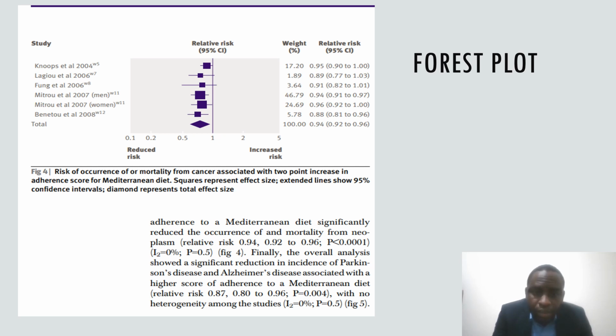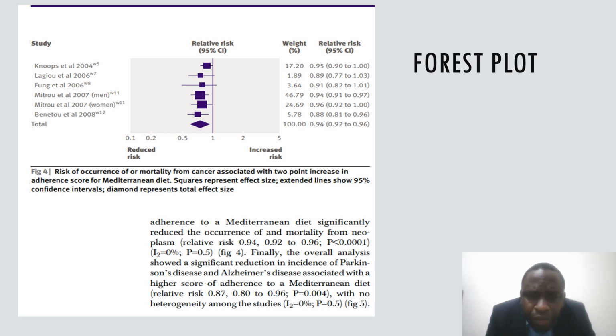So any study whose lines touch that one line here means that they are insignificant studies. You can see that the first, second, and third studies touch the line. It means they are insignificant. Now, if you look at study number 4, it didn't touch the line, so that is a significant study.